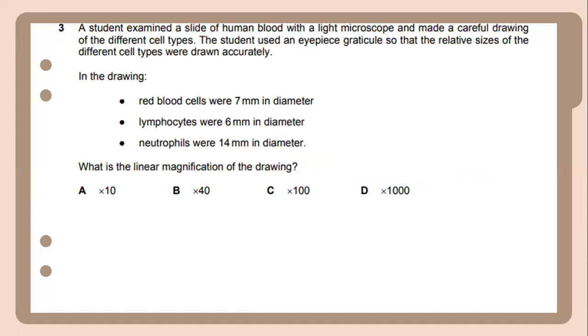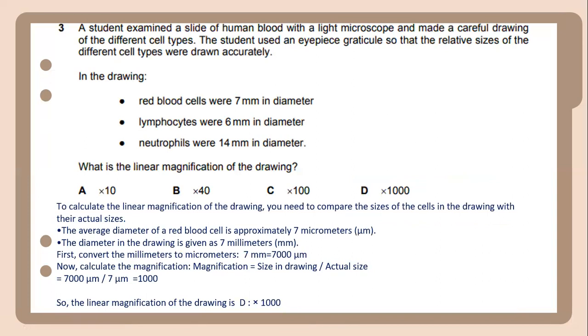A student examined a slide of human blood with a light microscope and made a careful drawing of the different cell types. The student used an eyepiece reticule so that the relative sizes of the different cell types were drawn accurately. What is the linear magnification of the drawing? To calculate the linear magnification of the drawing, you need to compare sizes of the cells in the drawing with the actual sizes. The average diameter of the red blood cells is approximately 7 micrometers. The diameter in the drawing is given as 7 millimeters.